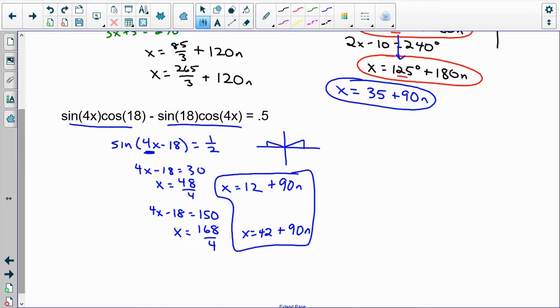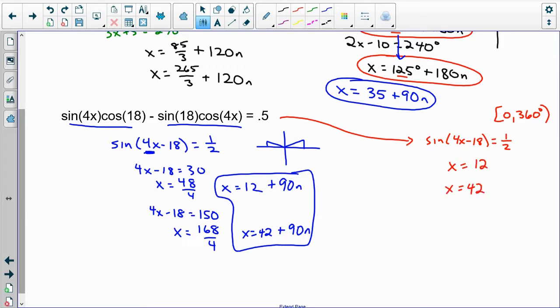Now, real quick, what if I had this exact same problem? So I have sine of 4x minus 18 equals 1/2. But instead of saying all degrees, I would say 0 to 360. Well, I still end up solving exactly the same. So I get x equals 12 and x equals 42. So I would end up with those answers.